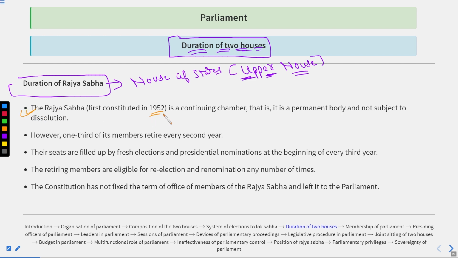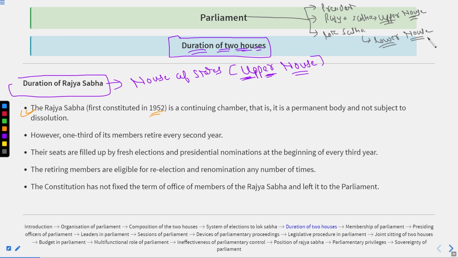So the Rajya Sabha was first constituted in 1952. It is a continuing chamber, that is, a permanent body and not subject to dissolution. So remember, when we were talking about the division of the parliament, we had discussed the parliament had three divisions: President, Rajya Sabha or the Lok Sabha. And then we had discussed that Rajya Sabha is known as the upper house, while the Lok Sabha is known as the lower house.